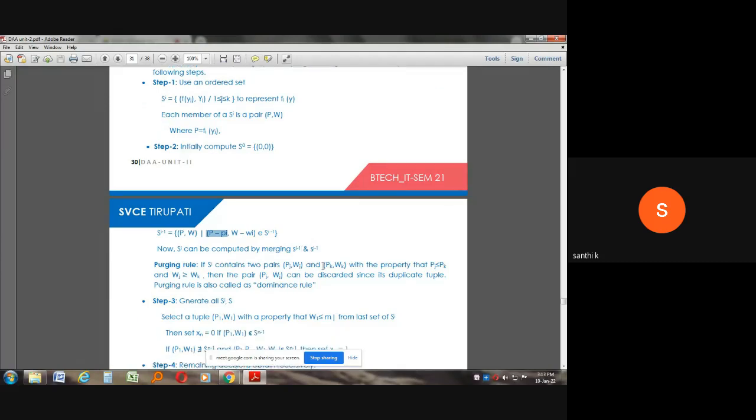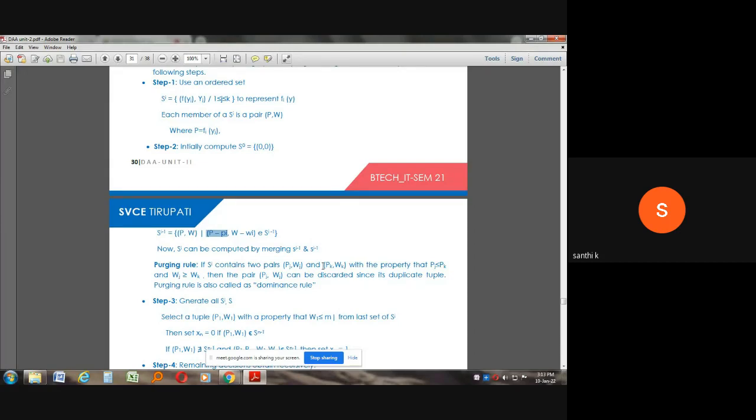We are going to place the next object. So S power i minus 1 contains the ordered pairs p comma w. Whenever we place that object, we add that object's profit to the profit and add the weight of that particular object to the weight. Then we compute S power i by merging S power i minus 1 with the previous value S1 power i. Here we have to follow one rule, called the dominance rule or purging rule.